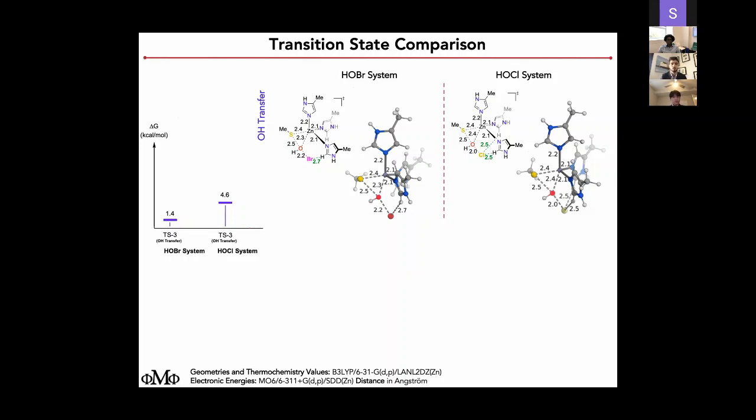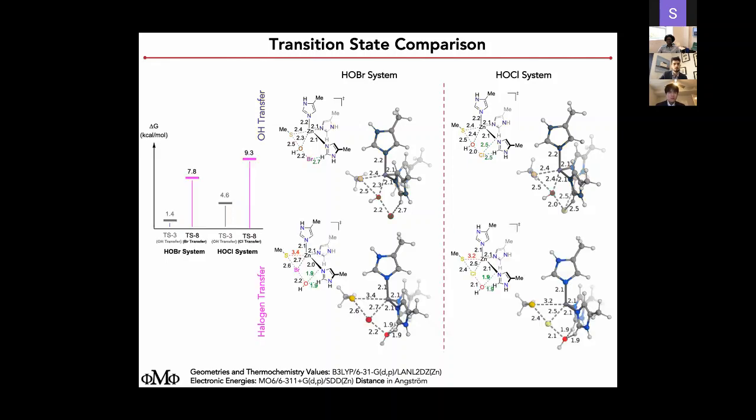Now, I want to note some consistencies between that of the HOBr system and that of the HOCl system shown on the right. First, we see the general hydroxide being our transfer group interacting with both the zinc and also that of the thiolate. And we see our halogen, whether it be the bromide or the chloride, further interacting with the imidazoles and receiving further stabilization from the complex. I would also like to note, and for us to pay attention to, the zinc to thiolate bond distance of 2.4 consistent in both these structures.